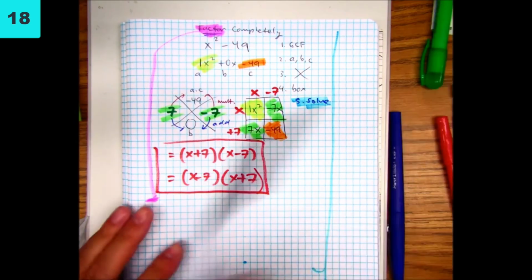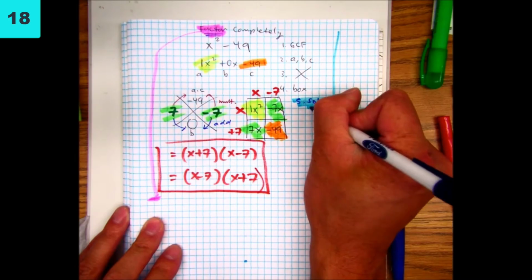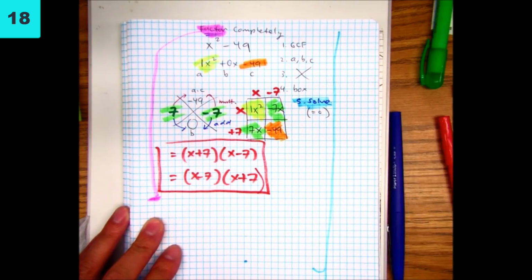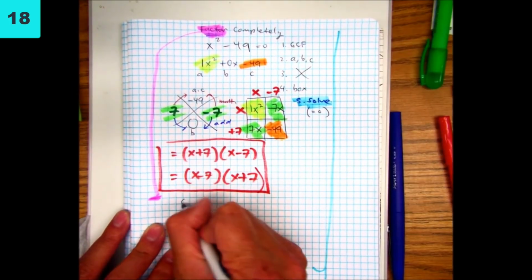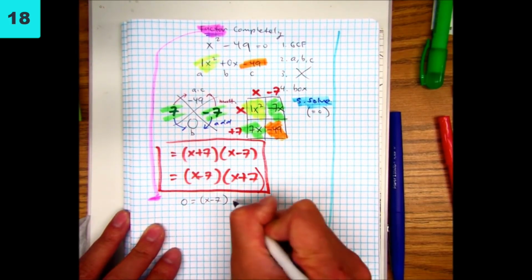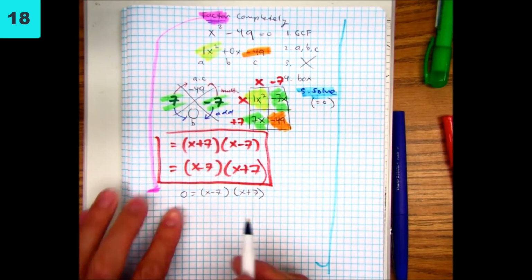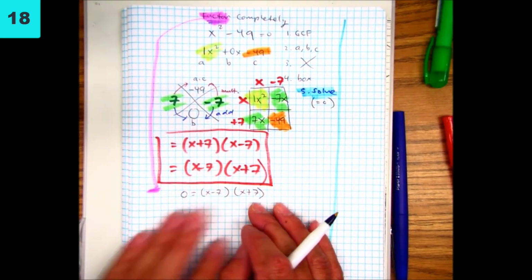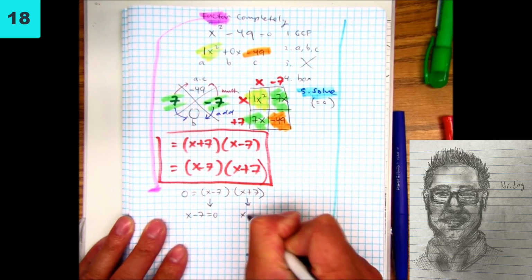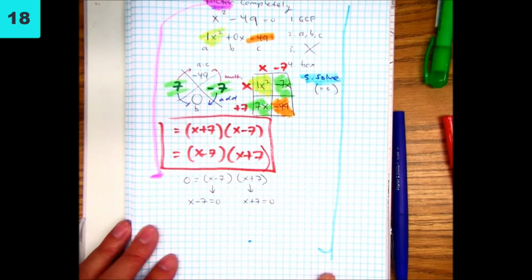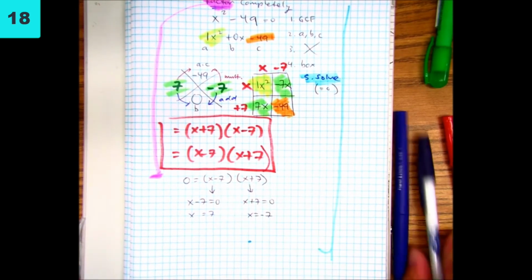To solve, let's say you ever get a problem and they change the directions. It doesn't say factor completely, it says solve. All you have to do is set it equal to 0. What do you do, class? You just set this equal to 0. And then when you're solving here, 0 equals x minus 7, x plus 7. Well, that basically means one of these has to equal 0. So we use the zero product rule. X minus 7 equals 0. X plus 7 equals 0. To solve it, you're going to get x equals 7 and x equals negative 7.